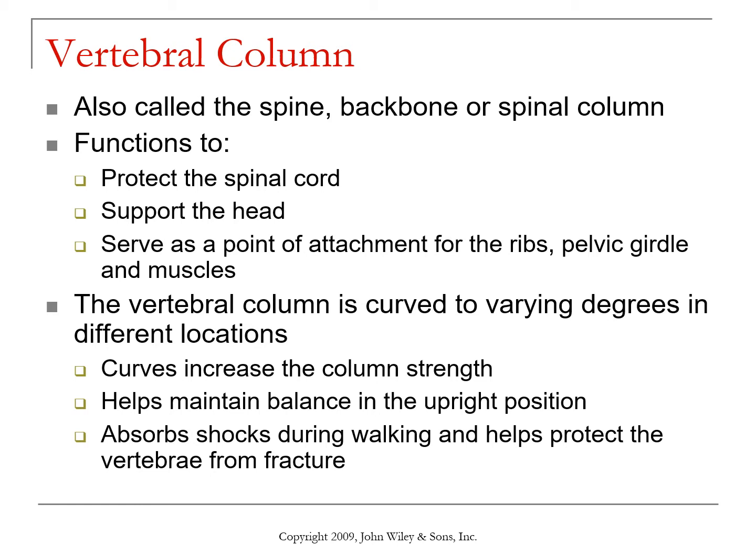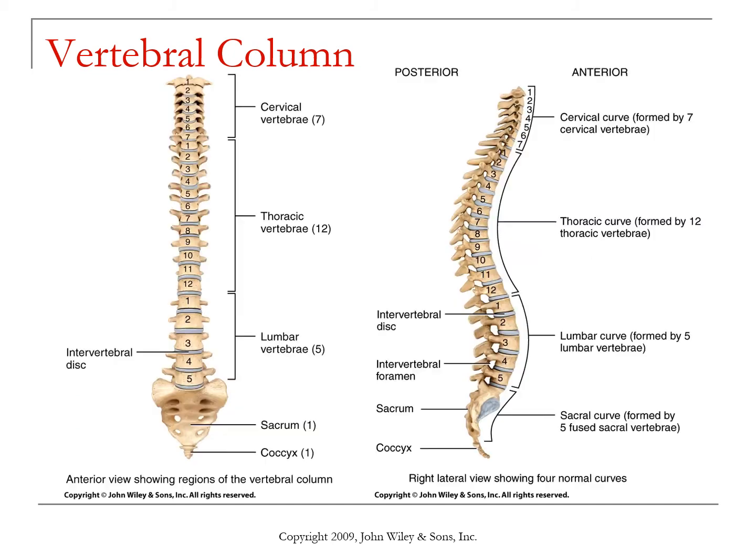The vertebral column is curved in the anterior-posterior direction, or in the sagittal plane, to varying degrees in different locations. So in the adult, there are 4 curvatures. We will discuss these further. But the curves increase the column's strength and create flexibility. They also help to maintain balance in the upright position. And these curvatures allow the spinal column to respond to shock during walking and help to protect the vertebrae themselves from fracture. Let's look at it on the next slide.